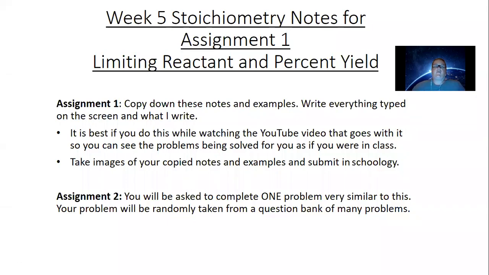Hey there. This presentation is designed to give you an example of how to use stoichiometry to calculate theoretically how much product can be made in a chemical reaction, and to identify which of the reactants is the one that gets used up first and the one that is controlling the reaction. And then also to identify or calculate something called a percent yield.